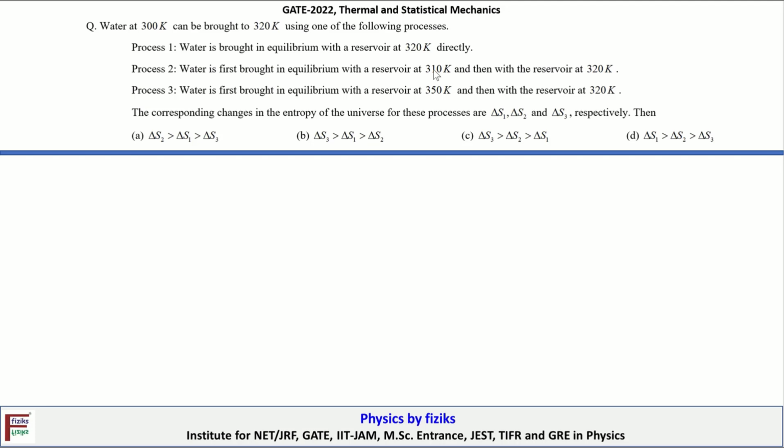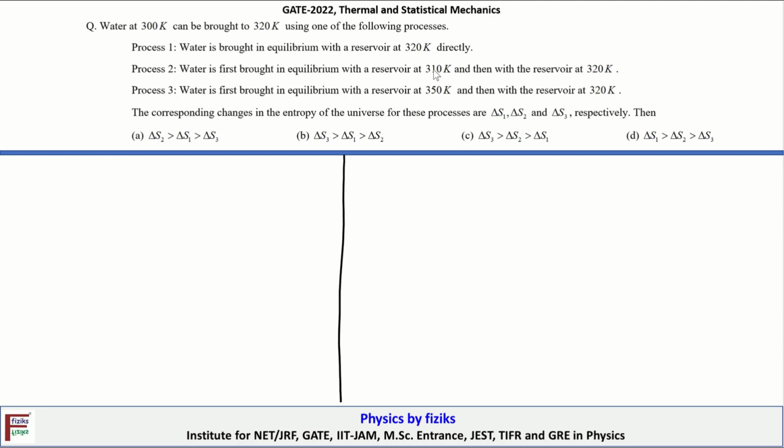Okay, and in process 3, water is first brought in equilibrium with the reservoir at 350 Kelvin. So that means first the temperature of the water is raised from 300 Kelvin to 350 Kelvin, and then brought down from 350 Kelvin to 320 Kelvin in two steps. The corresponding changes in entropy of the universe for these processes are delta S1, delta S2 and delta S3 respectively. Which of the following inequalities is valid? In order to obtain the correct answer, we have to perform the calculation. So let's continue our discussion with process 1.